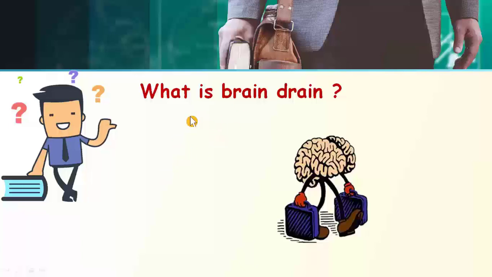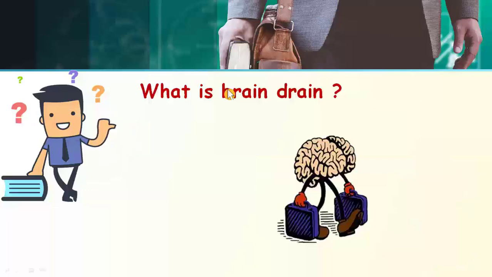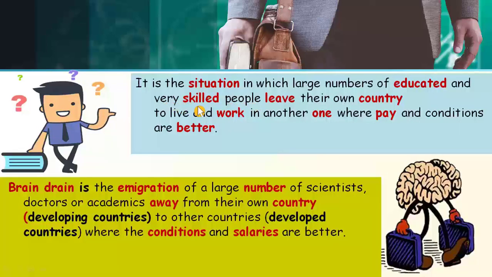I would like to begin this lesson with the following question: what is brain drain? أشنو كتعني هجرة الأدمغة؟ Okay, what is brain drain? So brain drain is the situation in which large numbers, which means a lot of or many, يعني العديد من, of educated and very skilled people, يعني الناس اللي عندهم skills، الناس المهاريين. Okay, and skill هي مهارة.